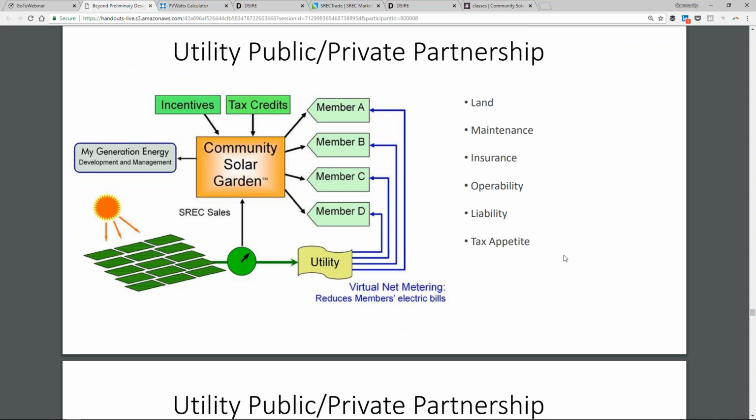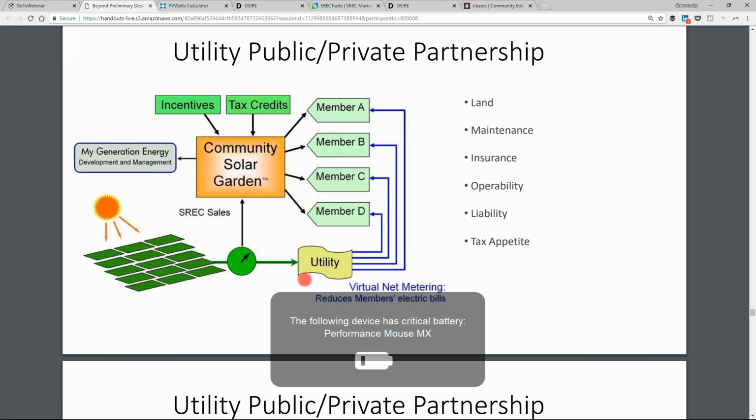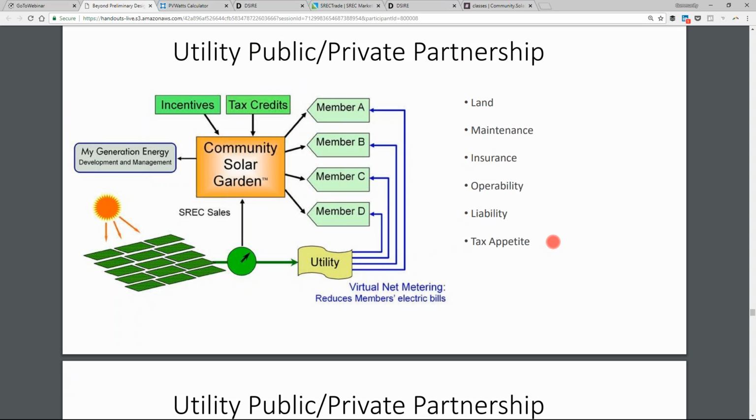And the elegance of having a utility partner is that there's less work that you have to do, because the utility can advertise it to their members, and then the utility can credit the bill to the members through digital metering, etc.